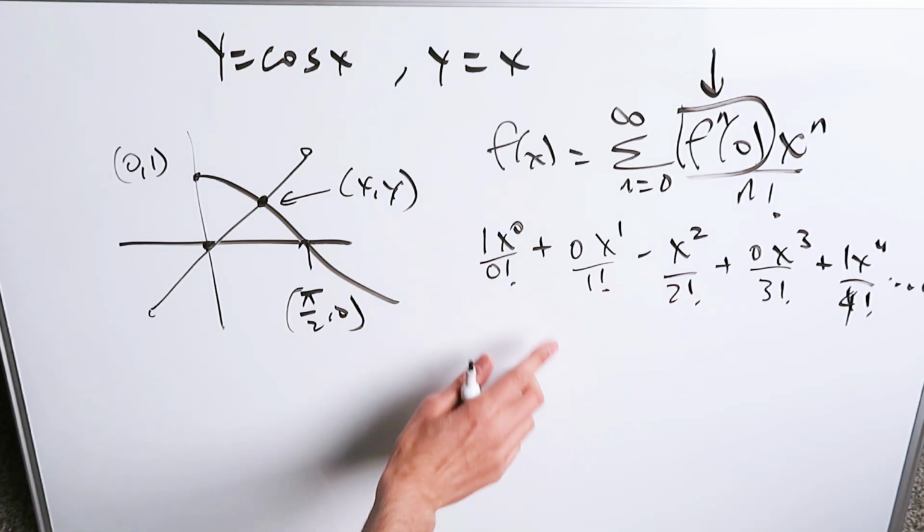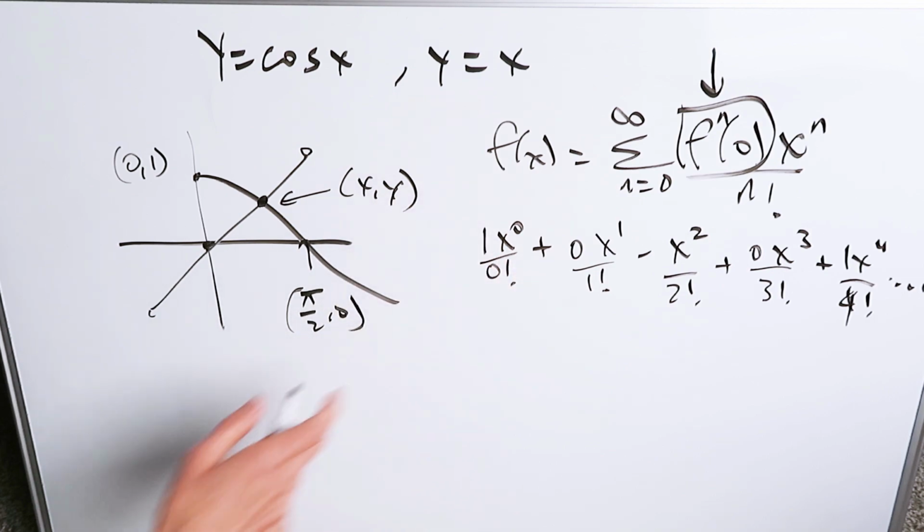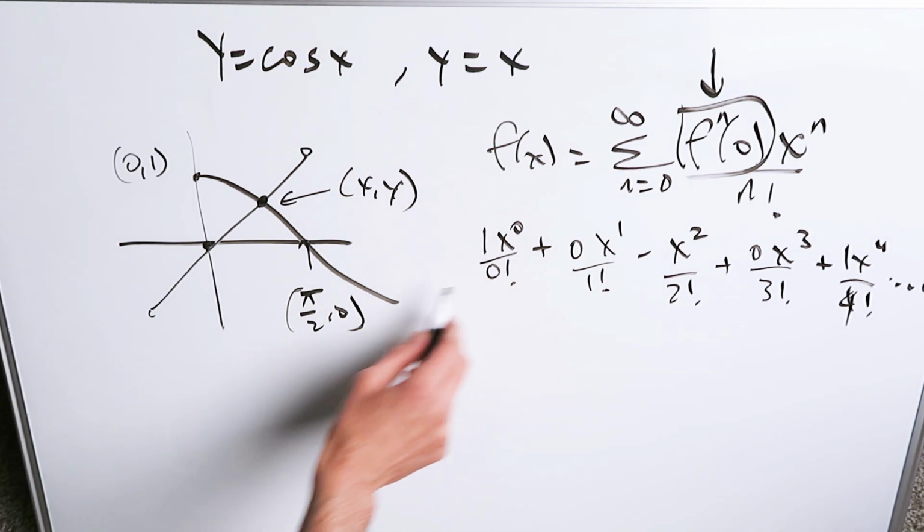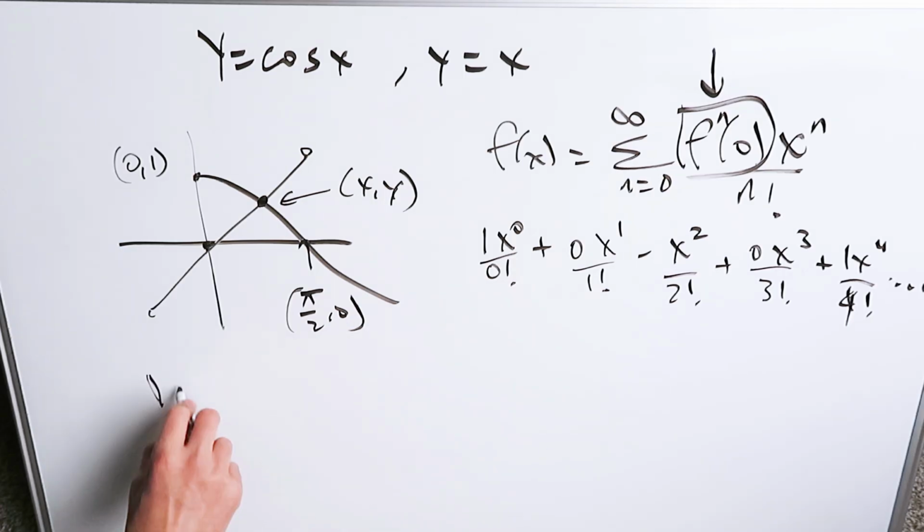This right here is my cosine function series. It's my power series. If you open this up, what do you have? X to the power of 0, 0 factorial is a 1. Then you have a 0.